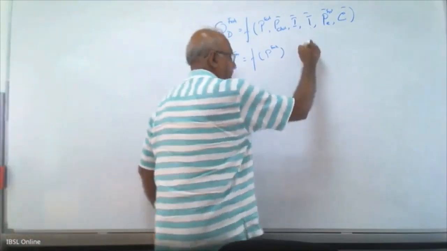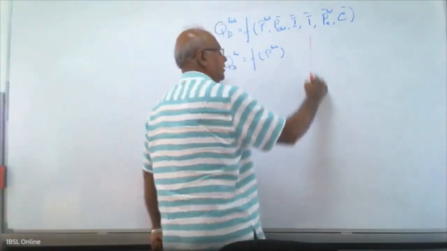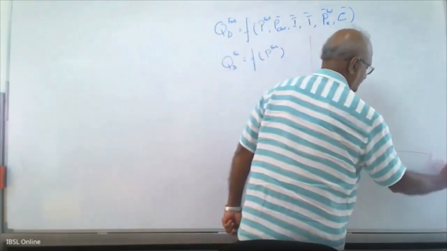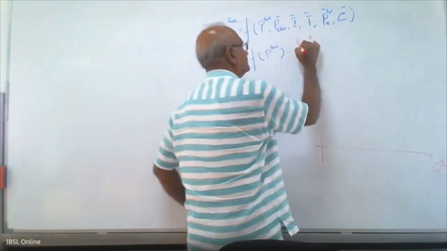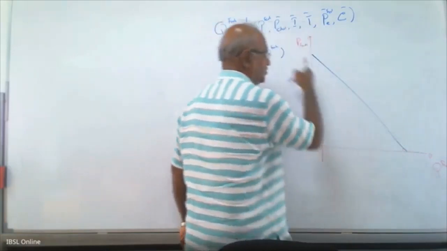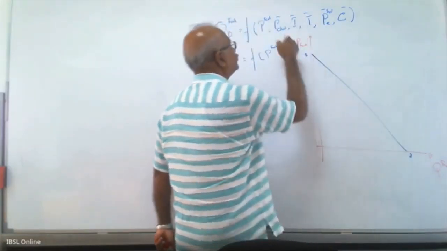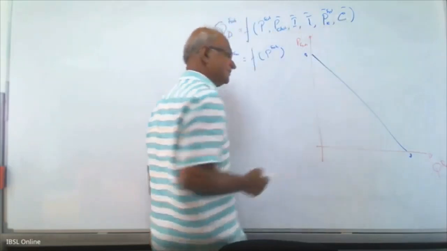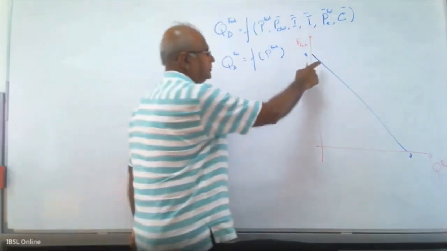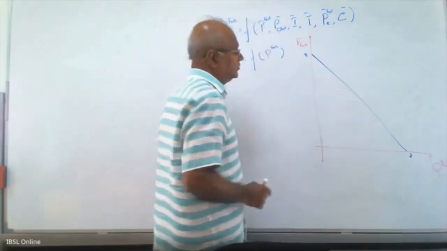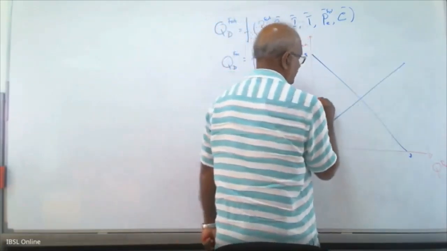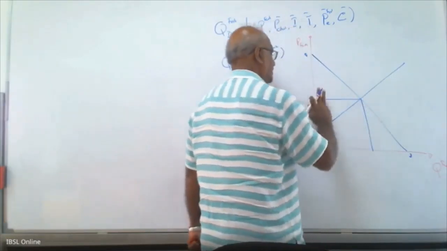Quantity demanded, you draw the demand curve, quantity of fish, price of fish. Then the demand curve is like this. This demand curve is drawn assuming these factors are held constant. Chicken price is constant, no change. Suppose now chicken price increases. Let's say the supply curve is also drawn here. Initial equilibrium price is here.